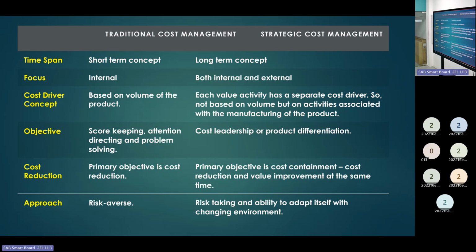Cost driver concept based on volume of the product. In strategic cost management, each value activity has a separate cost driver. So not based on volume, but activities associated with the product. Mainly the activities which create value, we take into consideration there. The objectives for keeping, detecting problems and solving.